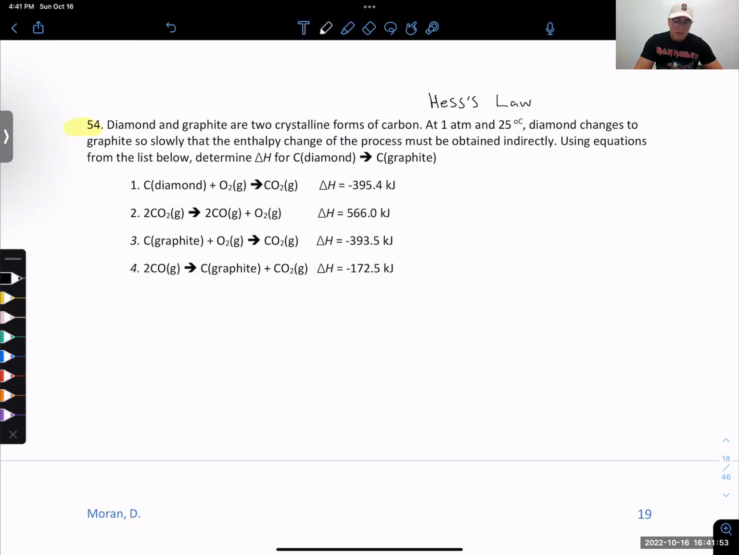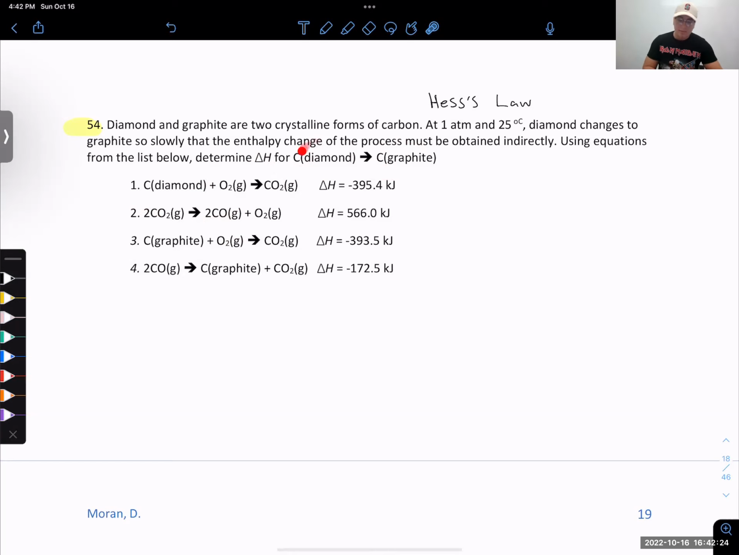It says diamond and graphite are two crystalline forms of carbon. At 1 atmosphere and 25 degrees Celsius, diamond changes to graphite so slowly that the enthalpy change of the process must be obtained indirectly. Using the equations from the list below, determine the enthalpy from carbon diamond going to carbon graphite. So the overall equation needs to be C diamond going to C graphite, okay? And so we have to manipulate these equations to get this equation.